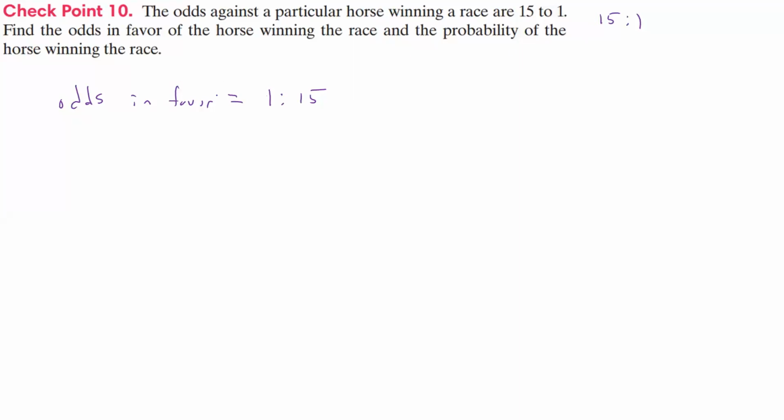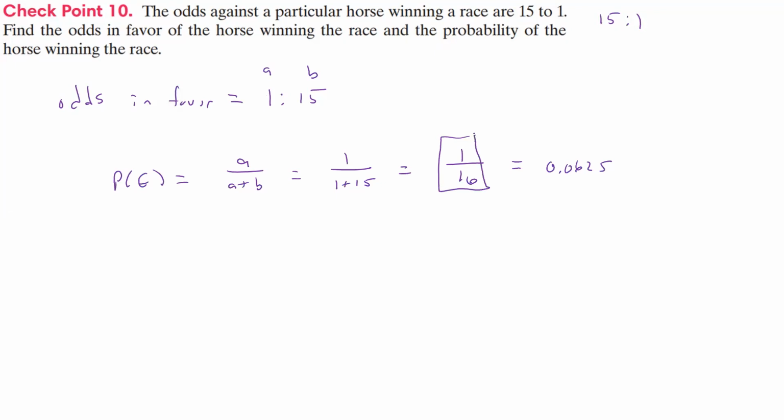Now, with it being odds in favor, this is going to be our A, and this is going to be our B, and the probability of the event is going to be A over A plus B, which is 1 over 1 plus 15. So that's going to be 1 out of 16. And if we divide that out, depending on if they want it as a decimal, sometimes they do, it's 0.0625. I would say the fraction is probably the most exact answer, even though this one does terminate as a decimal. Either one would be the same, but that's how you would figure it out.